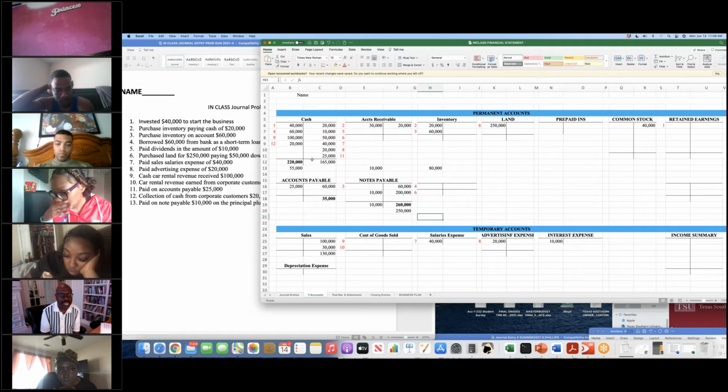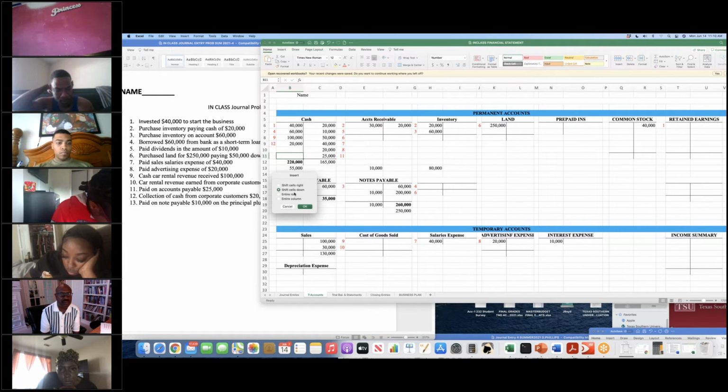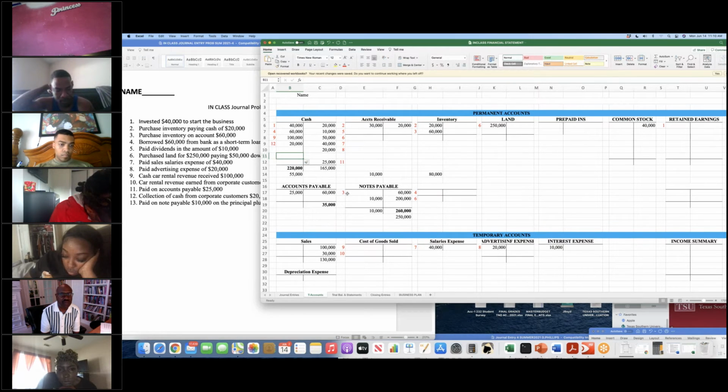And we need to go up here to cash. We run out of lines, so let's just see if we can insert an entire row. Okay, so it inserts an entire row for us. And I'll just stick it in here. $20,000.